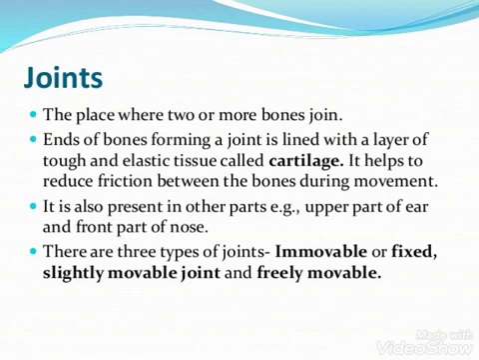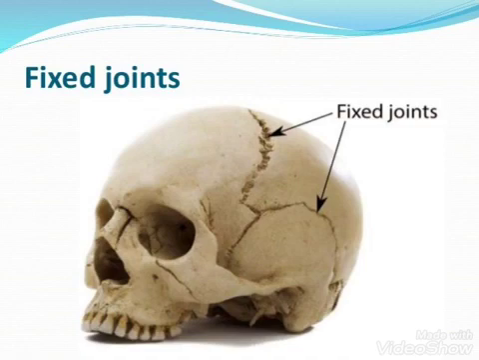Bones are joined by tough flexible bands of elastic tissue which we call the ligaments, and the cartilage helps to reduce the friction between bones during movement. So let us learn about the different types of joints.